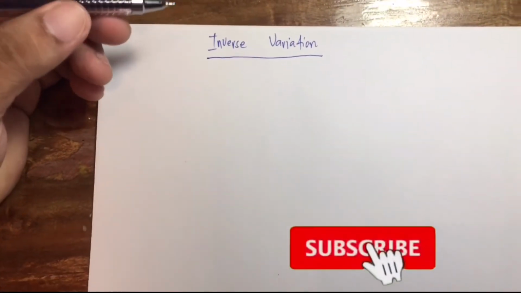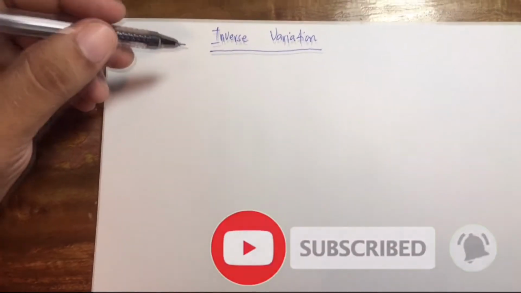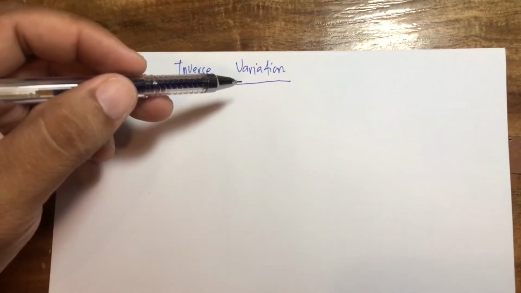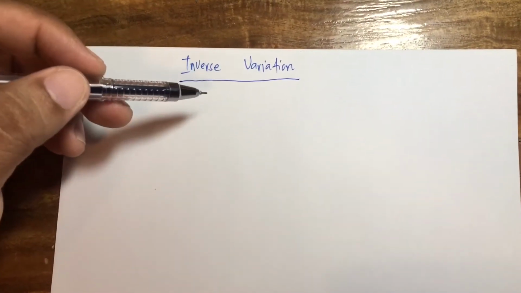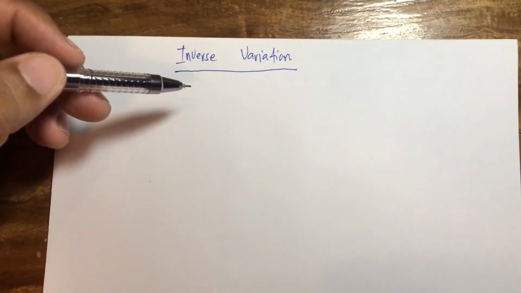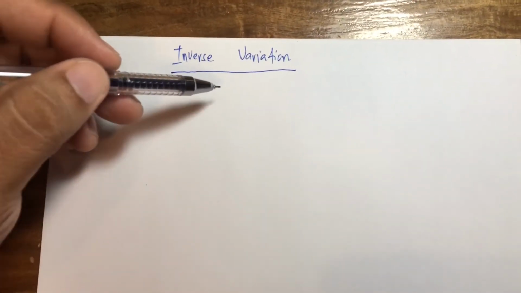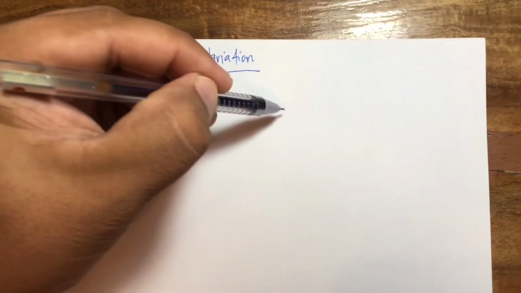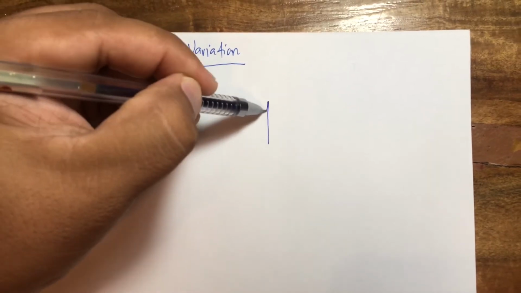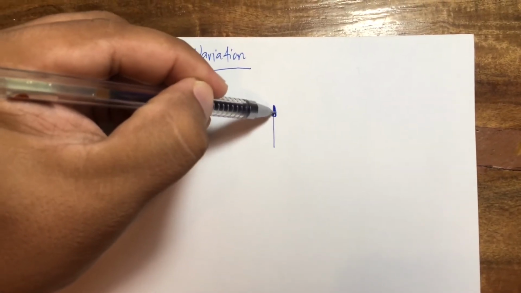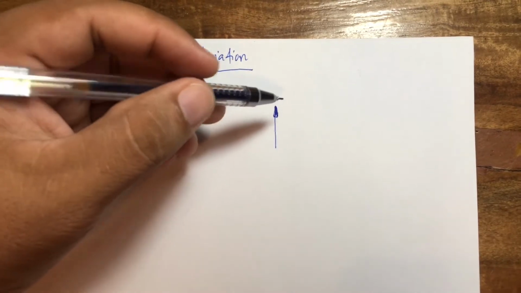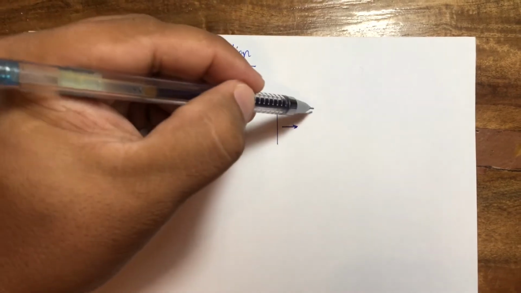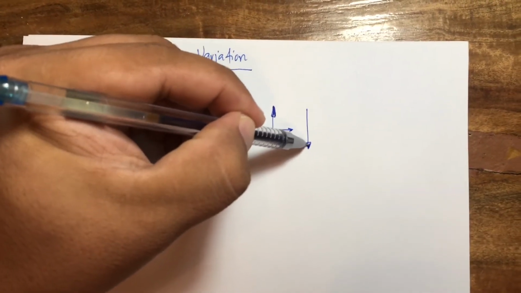What is inverse variation? Inverse variation in mathematics is the type of variation of two quantities where an increase in the first quantity causes a decrease in the second quantity. So in this illustration, if this is our first quantity, as we increase the first quantity, it produces a decrease in the second quantity. Okay?